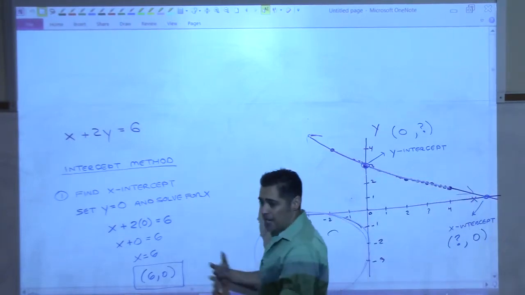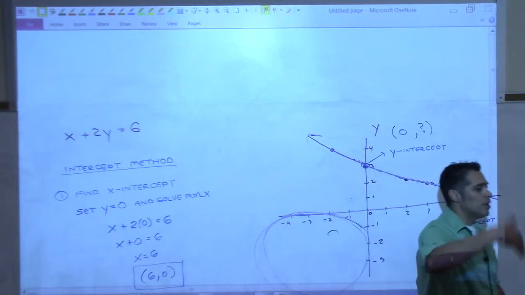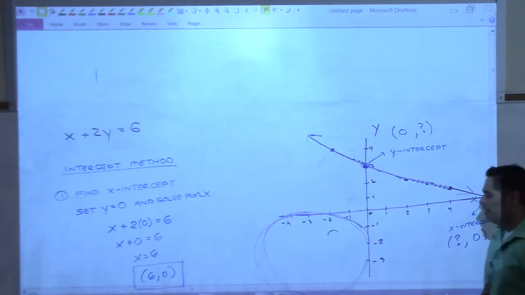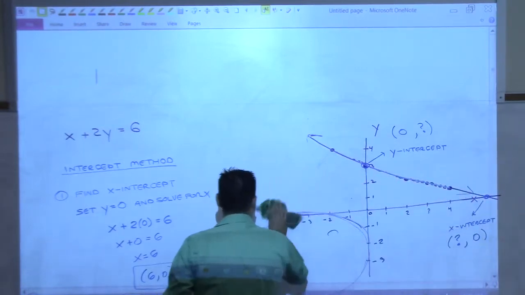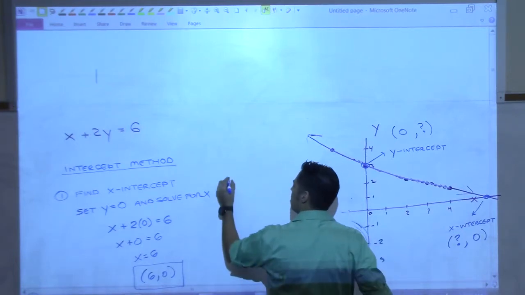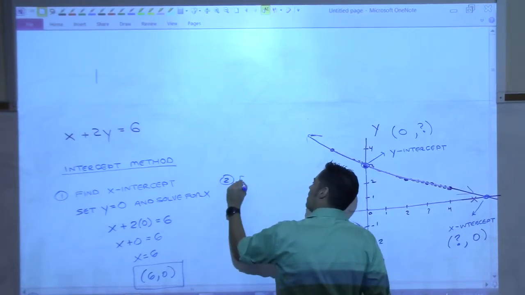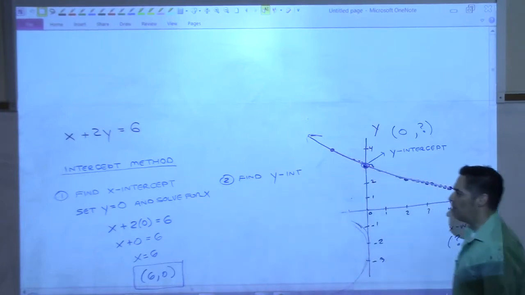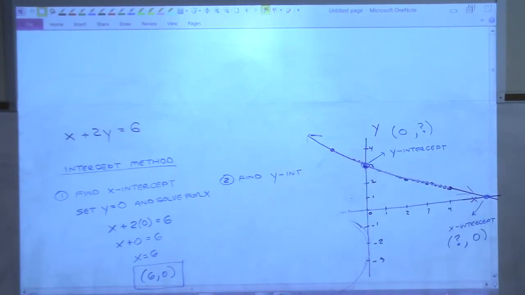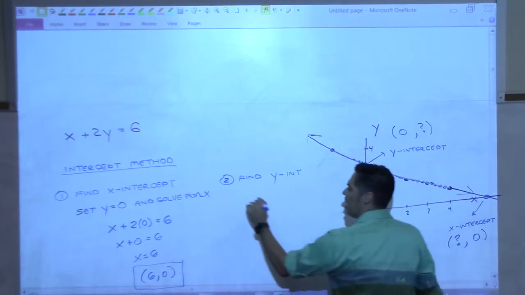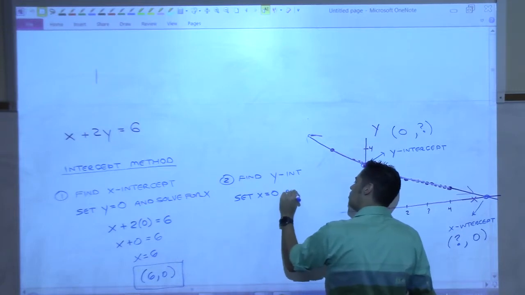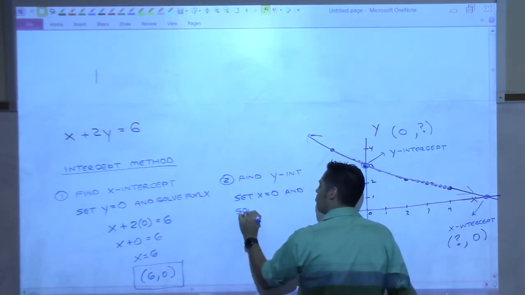All right, now the second thing is we need another point. So now we go get the y-intercept. To do the y-intercept, it's just the reverse of what we just did. Instead of replacing y with 0, we replace x with 0, and everything works out nicely. So let's do that. Step 2. I'm going to write y-int from now on, because I don't want to write intercept over and over. So to find the y-intercept, we set x equal to 0 and solve for y.